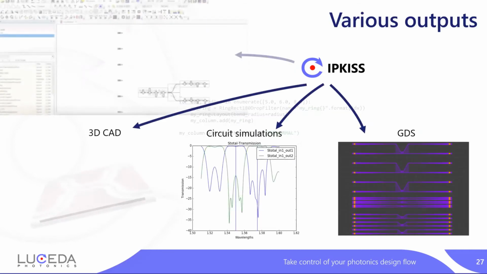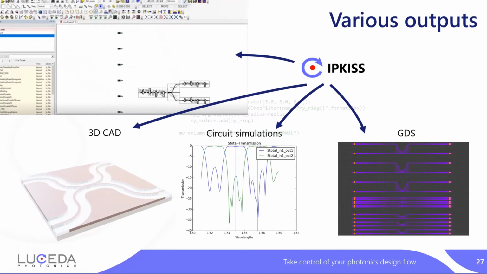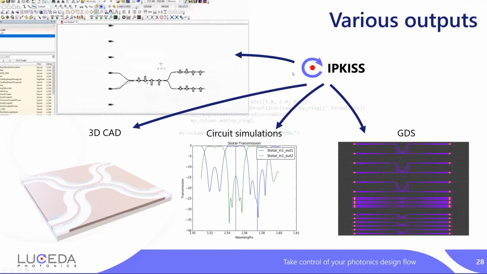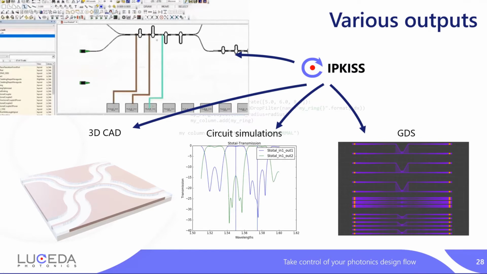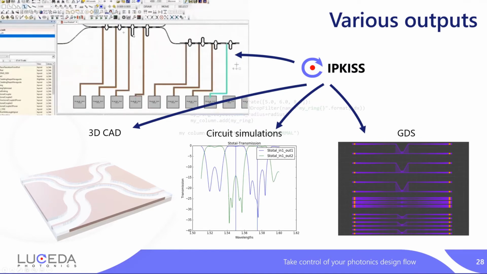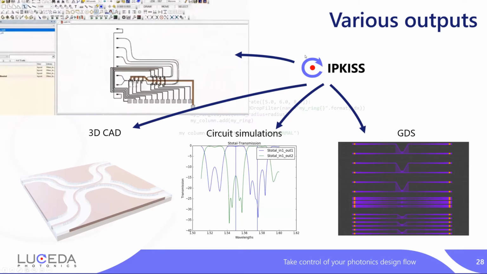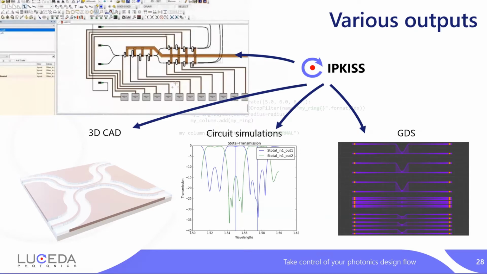And from IPKISS, you then generate various outputs. It can be generating a GDS file for manufacturing, running circuit simulations and doing circuit analysis, exporting 3D geometries so that you can import them in dedicated EM simulation tools, such as Lumerical or CST Studio Suite. Or you can bring all these blocks which you built in Python into an EDA tool. So this is L-Edit by Mentor Graphics, where we have actually designed something in Python and then exported it to this EDA tool so that you can reuse them in your favorite EDA tool.